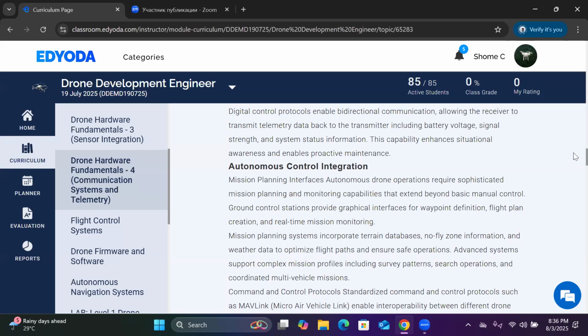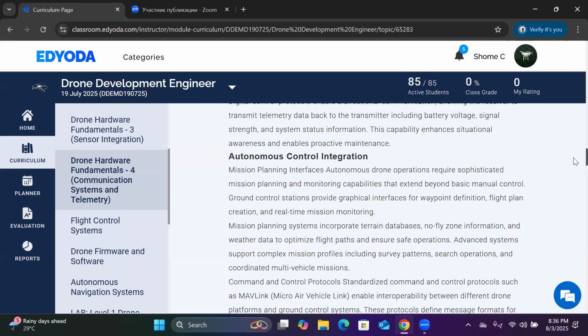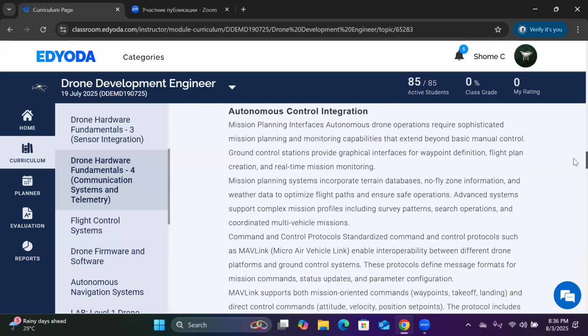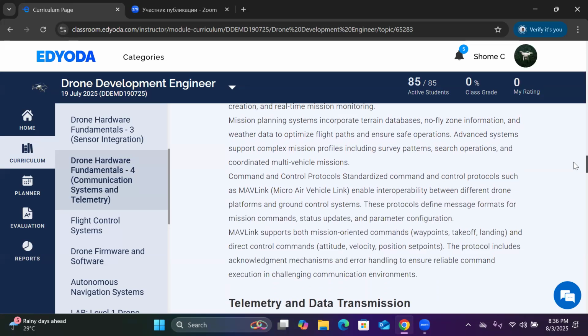Command and control protocol. Standardized command and control protocols such as MAVLink, Micro Air Vehicle Link, enable interoperability between different drone platforms and ground control stations. So these are the secure communication protocols I talked about earlier. So MAVLink is one of them. Micro Air Vehicle Link is used as a standardized command and control protocol to enable interoperability between the different drone platforms and the ground control system.